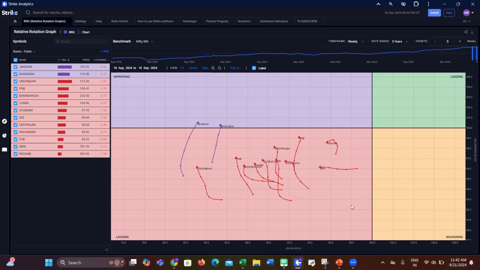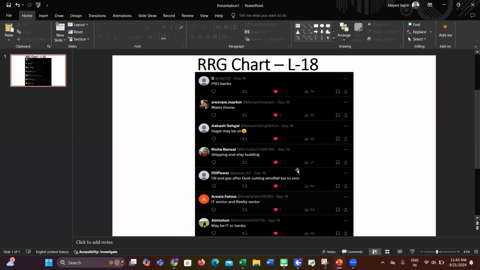So overall, and I have to cover other sectors as well, I think only Jammu and Kashmir Bank looks good to me in terms of RS momentum and RS ratio. There are others who are trying to get into the improving zone. So let's see if there are any further improvements in terms of RS momentum and RS ratio for the PSU banks. Now moving on to the next one, which is the water theme.